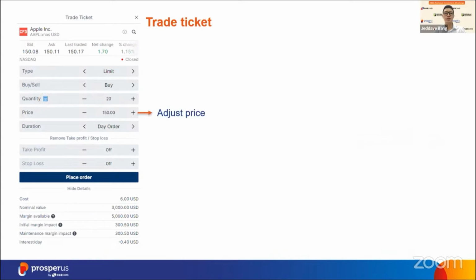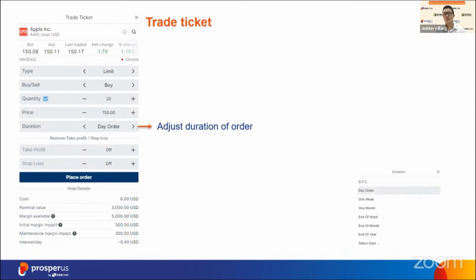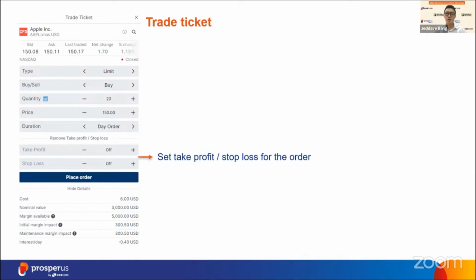Next, of course, you adjust the order price, or whatever price you want to order. And lastly is the duration, where you set, let's say, a day order, a week order, or good till cancelled, which will last however long you want it to, and so on and so forth. You can also set your take profit and stop loss orders here. Let's say once the order enters, you can have a take profit point and a stop loss point.